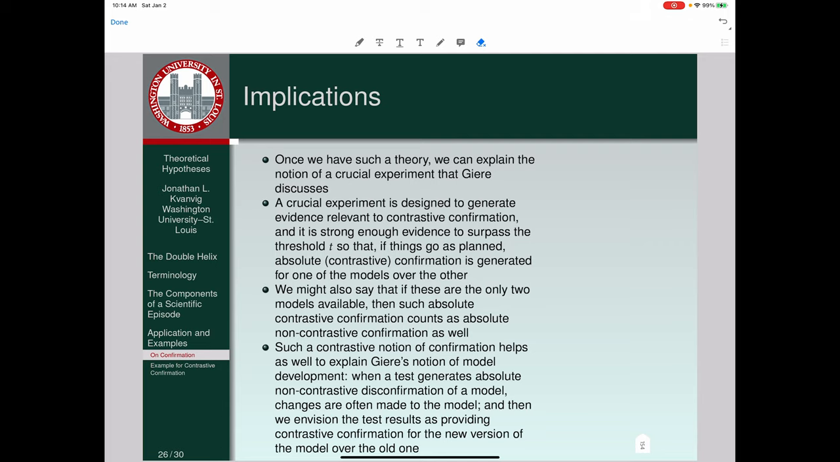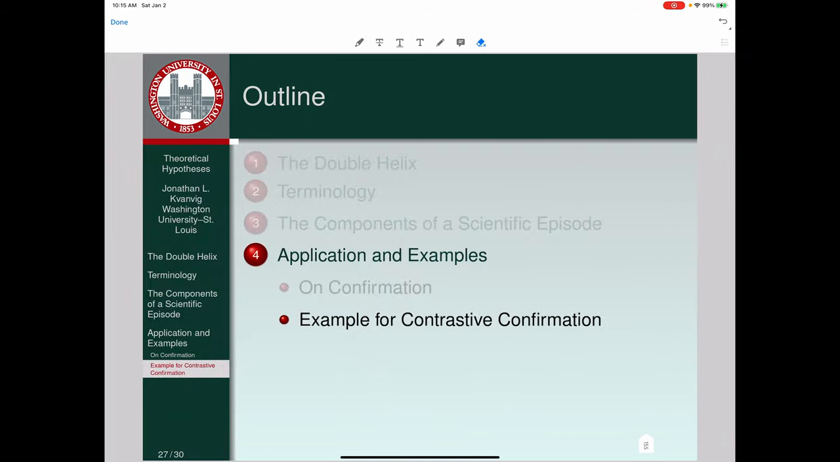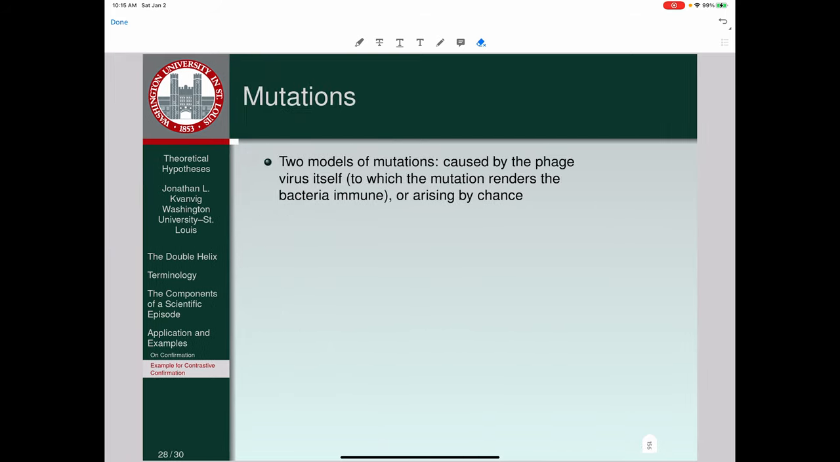Such a contrastive notion of confirmation helps as well to explain Geary's notion of model development. When a test generates absolute non-contrastive disconfirmation of a model, changes are often made to that model, and then we envision the test results as providing contrastive confirmation for the new version of the model over the old one.